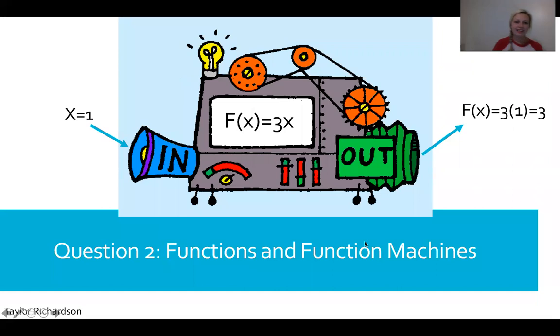Question 2 is about functions, and just reading the question can seem really, really confusing because there's a lot of words and a lot of letters and it just looks like a bunch of jumbled mess. But I promise it's not that confusing.